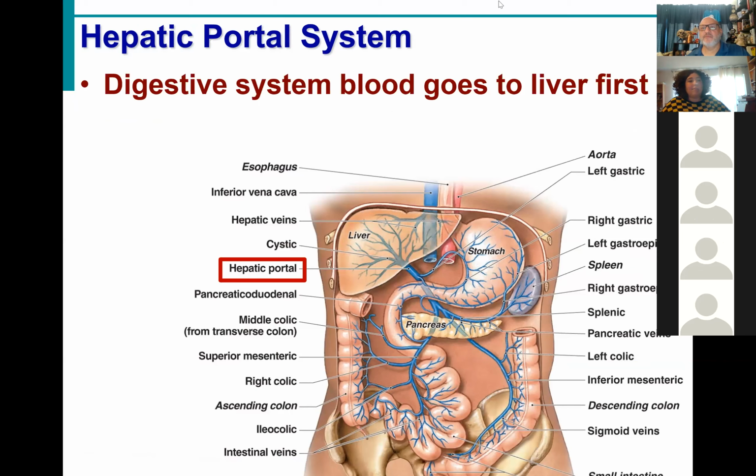Notice here, feeding into the liver is that hepatic portal vein. Notice it's receiving blood from the stomach, receiving blood from the large intestine and the small intestine, both parts. All of these things are feeding the blood that is nutrient rich into the liver to be processed. And then once in the liver, it is released via those hepatic veins into the inferior vena cava. So digestive blood has to go to the liver first for processing.